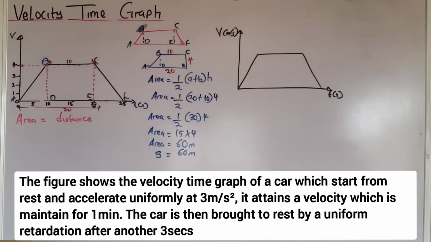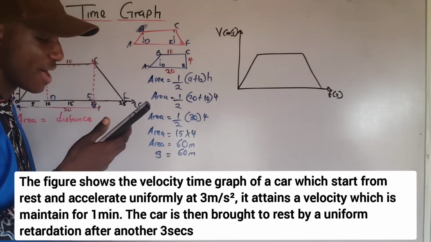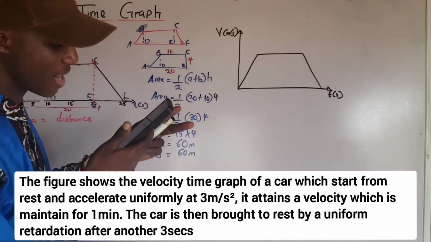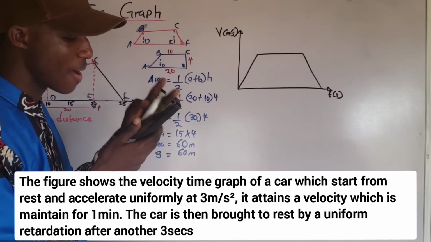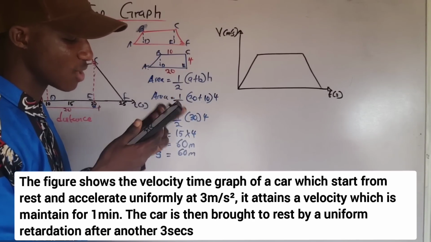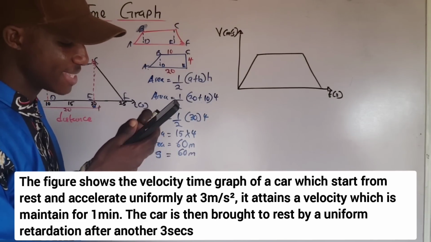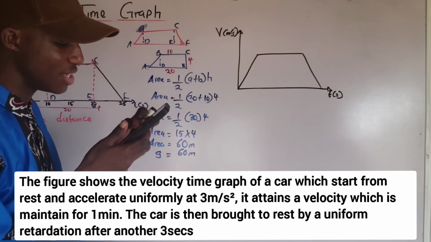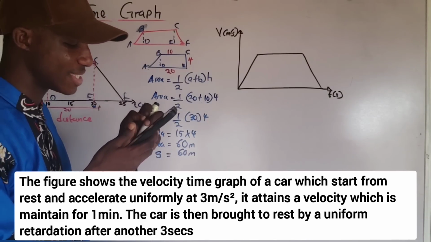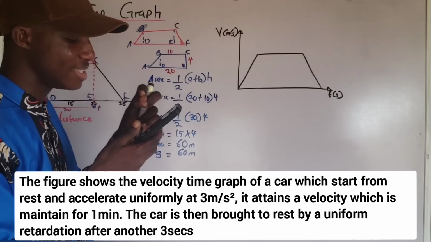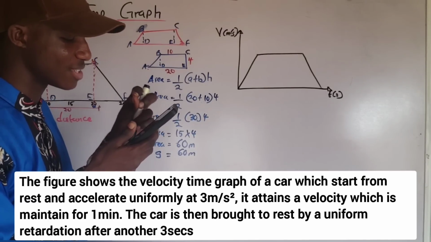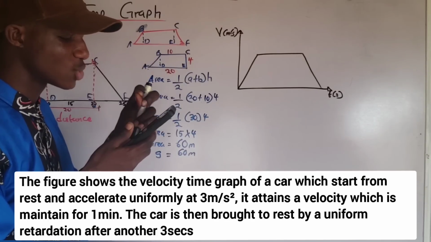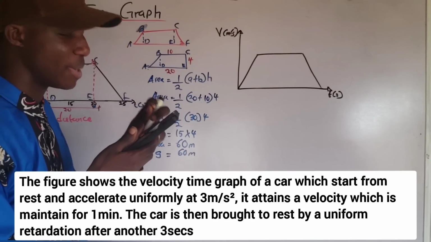The figure shows the velocity time graph of a car which starts from rest and is accelerated uniformly at the rate of 3 meters per second squared for 5 seconds. It attains a velocity which is maintained for 1 minute. The car is then brought to rest by a uniform retardation after another 3 seconds. Calculate the total distance covered by the car.